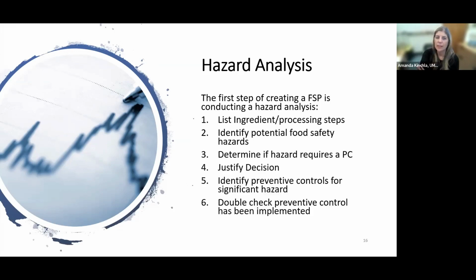Okay, so basically what we do is we look at each processing step, we identify the hazards, then we justify if it is a hazard and how or why, and then we think about some sort of preventive control that we could have, and then we start thinking about how we would implement this. Okay.